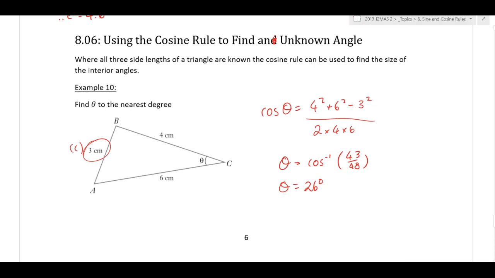They don't get too much more complicated than that because when you're finding an angle using the cosine rule, you've got all three sides. Just be careful that you subtract the square of the opposite side. The 4 and the 6 are interchangeable here. These two adjacent sides, the two sides adjacent to the angle, are interchangeable. 4 squared plus 6 squared, 6 squared plus 4 squared. 2 times 6 times 4, 2 times 4 times 6, same thing. But it's got to be the minus 3 squared because that's the opposite side.